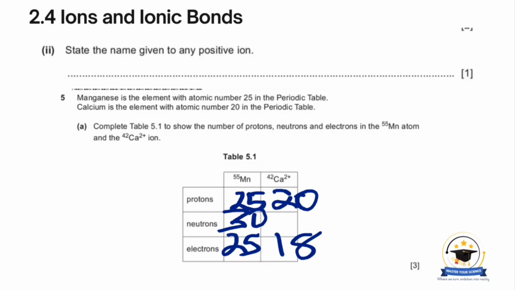And then we've got 42 minus 20 to get the number of neutrons. So that would be 22.